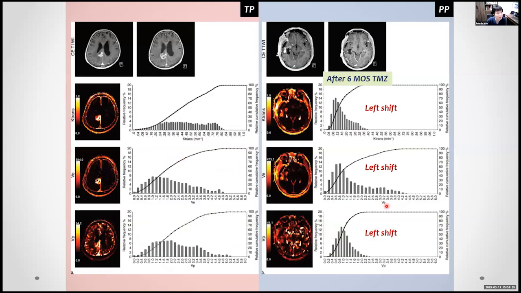And here are typical examples of the true progression and pseudo progression. And in the pseudo progression case, where you see the resolution of the enhancing portion at the follow-up, you could see that the graphs were left shifted for all three parameters, indicating lower permeability and lower angiogenesis for the pseudo progression.